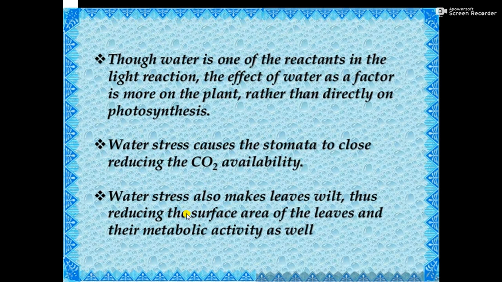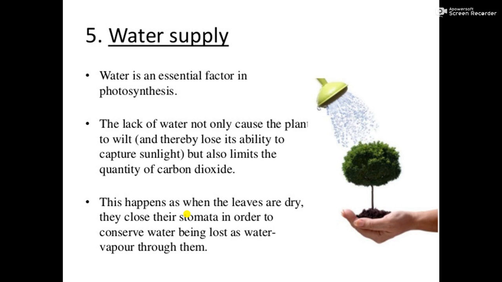Now the effects of water. Though water is one of the reactants in the light reaction, the effect of water as a factor is more on the plant rather than directly on photosynthesis. Water stress causes the stomata to close, reducing the carbon dioxide availability. Water stress also makes leaves wilt, thus reducing the surface area of the leaves and their metabolic activity as well. So water supply is necessary because water is an essential factor in photosynthesis. The lack of water not only causes the plant to wilt, but also limits the quantity of carbon dioxide entrance.